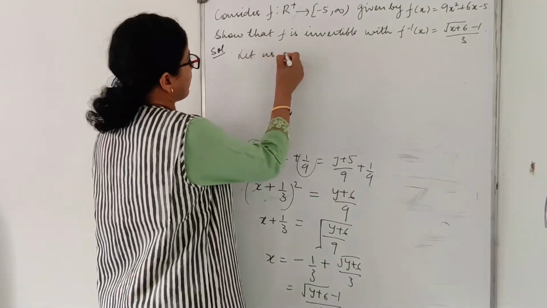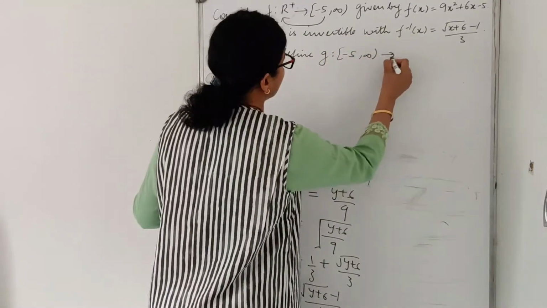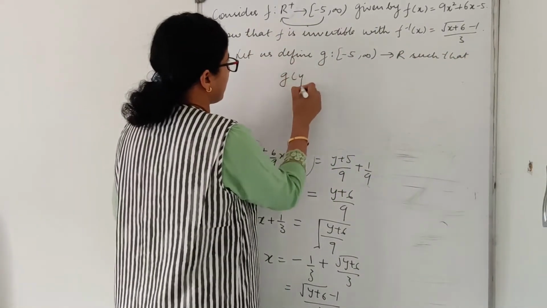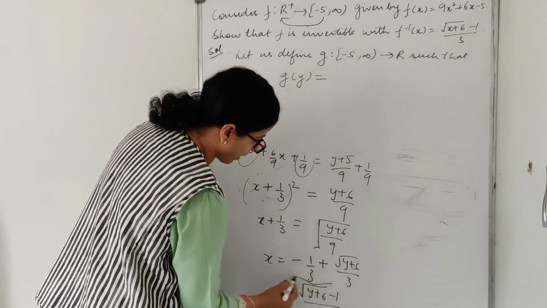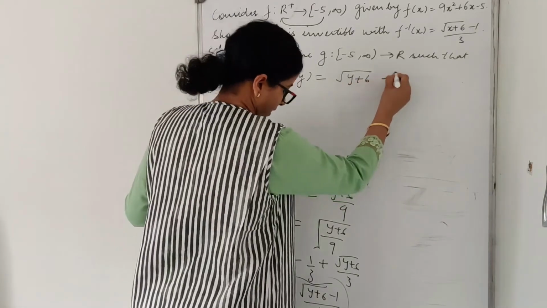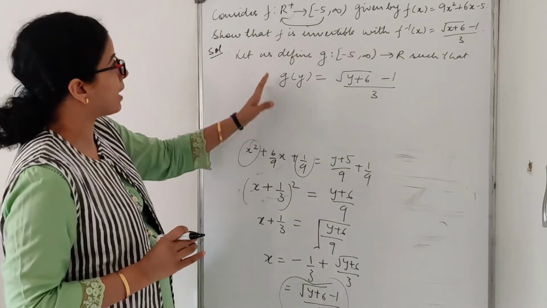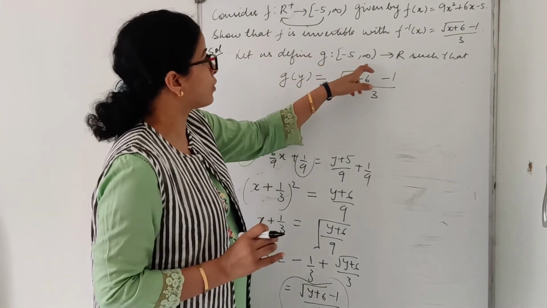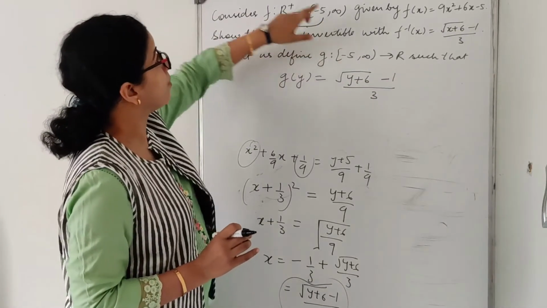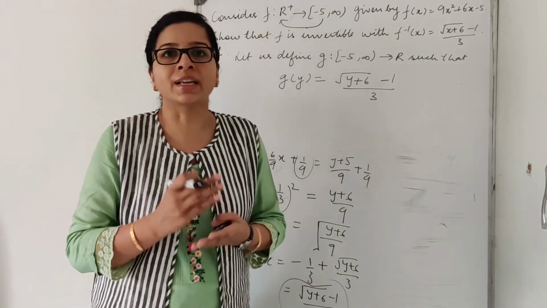Okay, let us define g from minus 5 comma infinity to R such that g y equals whatever value I have got over here, that is, root of y plus 6 minus 1 by 3. Is that clear? So I have defined a function from A to B, and another function from B to A. Now I will check f o g and g o f, to see whether with both I am getting an identity or not.